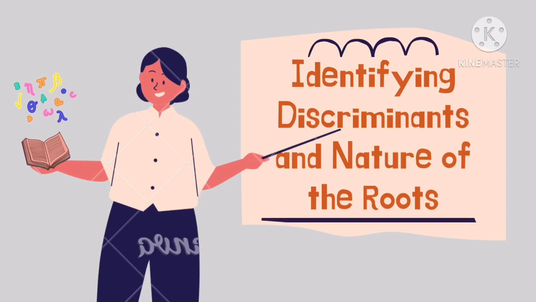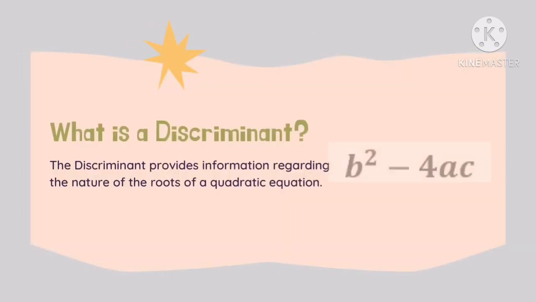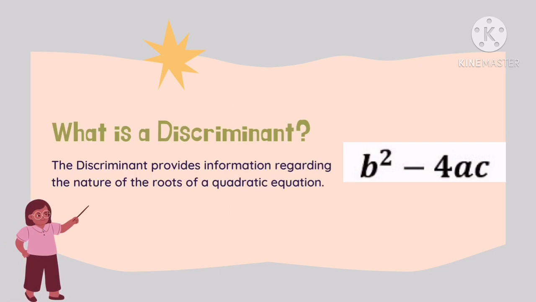Hello everyone, in this video we will talk about the discriminant. What exactly is a discriminant? Having b squared minus 4ac as its mathematical expression, the discriminant provides information regarding the nature of the roots of a quadratic equation.